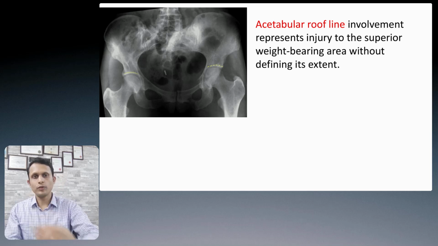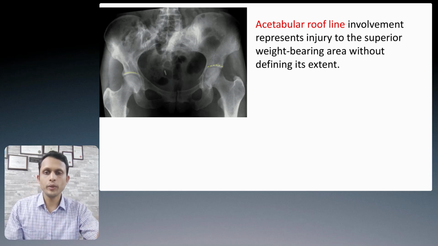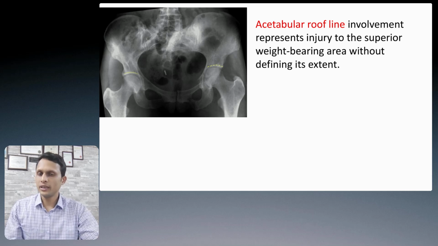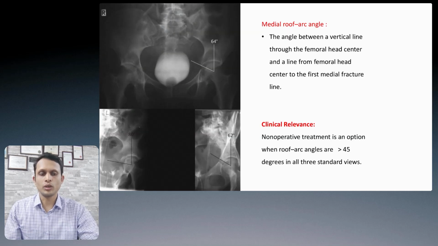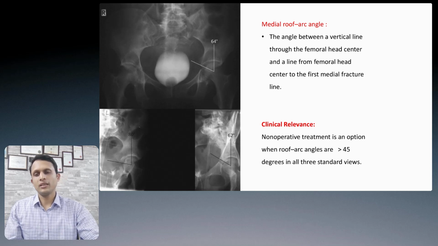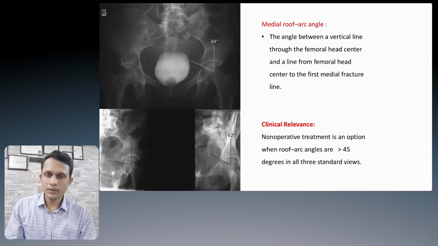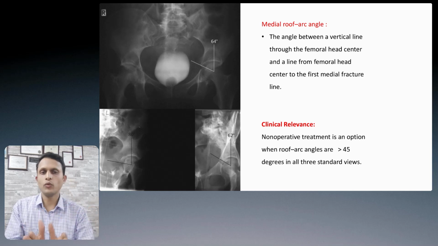What is the acetabular roof line? It represents involvement of the superior weight-bearing area, but it does not define the extent of injury. The clearance of the teardrop figure indicates whether the quadrilateral plate is involved or not. Then there is the medial roof arc angle, about which we have also published an article. It is used whenever we are planning conservative management of acetabular injuries, and it denotes whether the acetabular dome is involved or not.